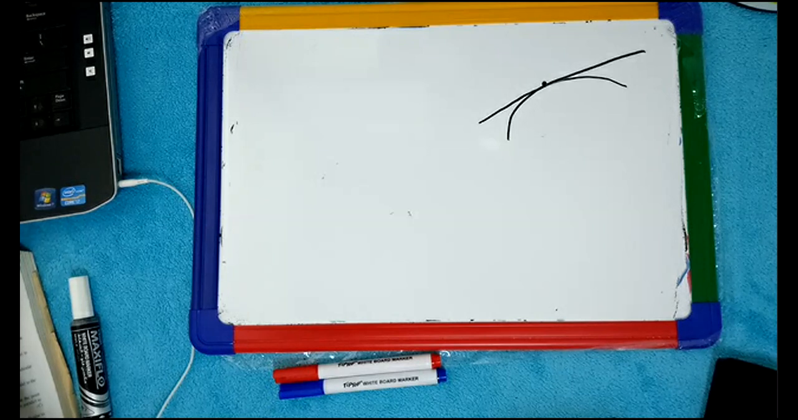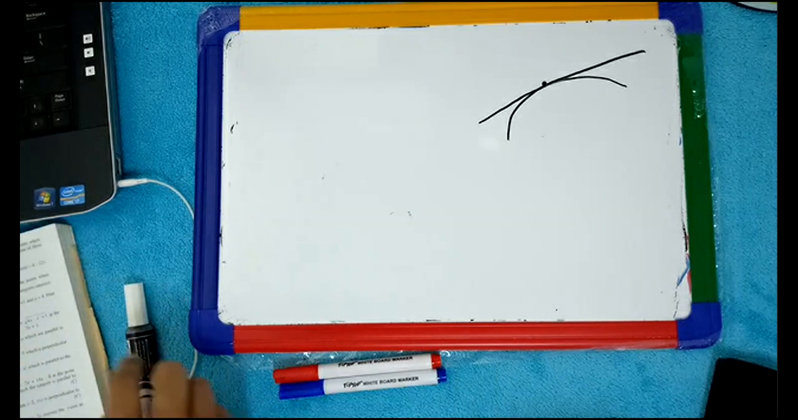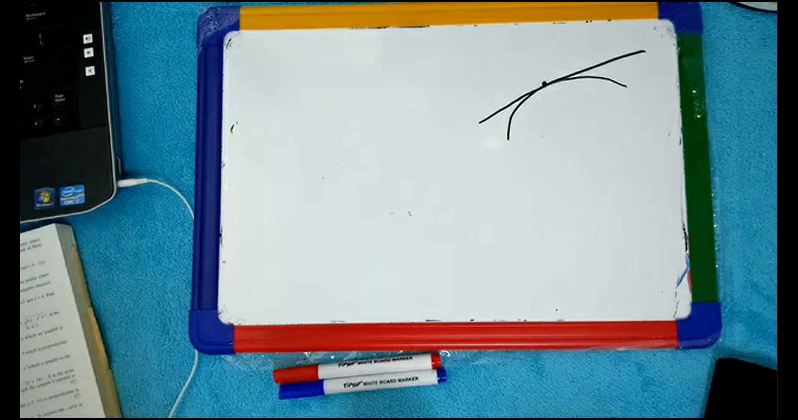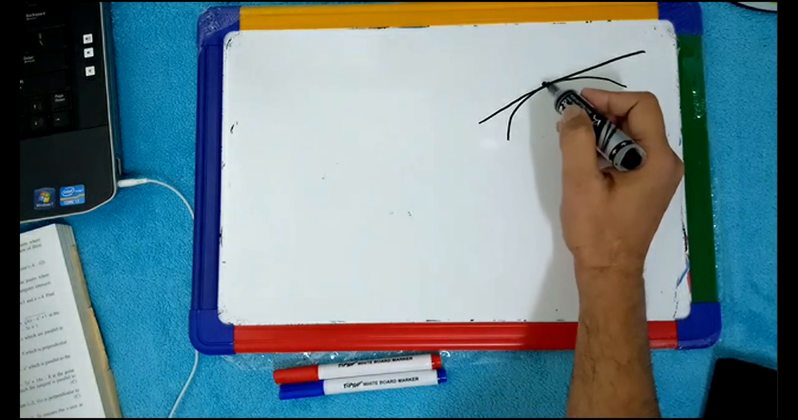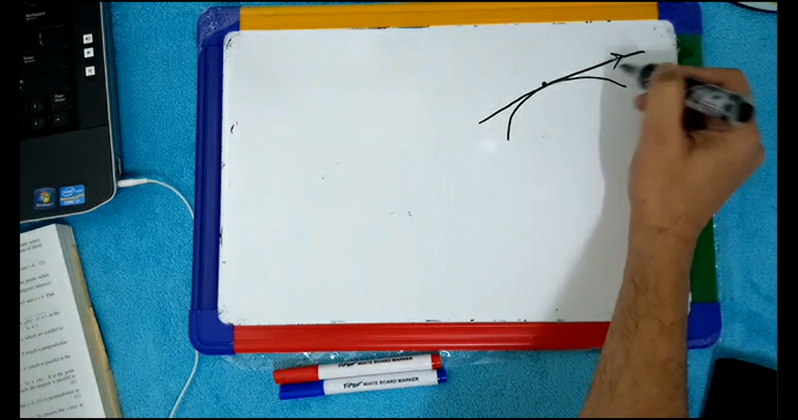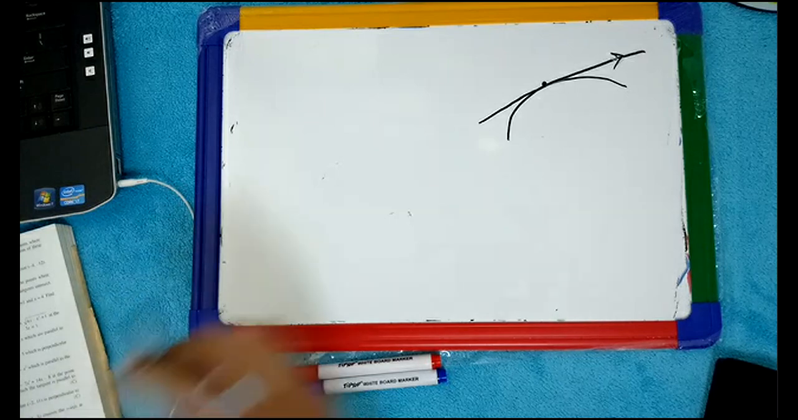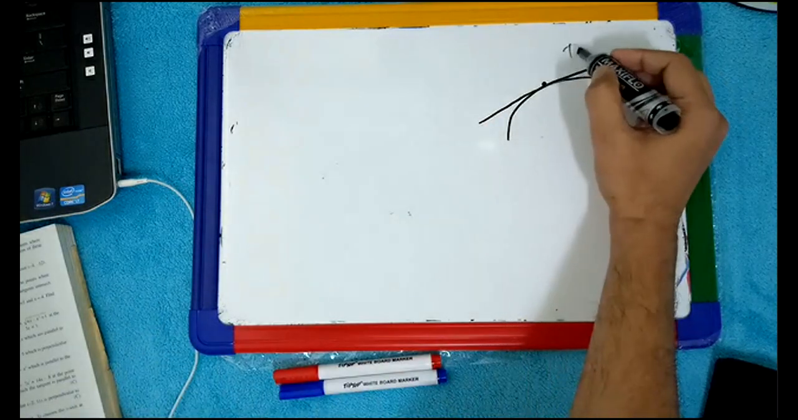Okay, so what I was telling you, what we will do now is tangent and normal. Can you see this curve? A line is passing through, touching at a single point and passing. So if the line is touching this curve, it is called a tangent line. This line is called the tangent line.